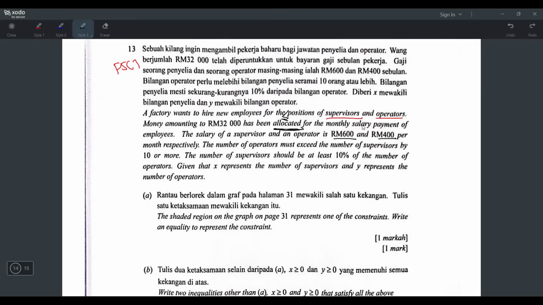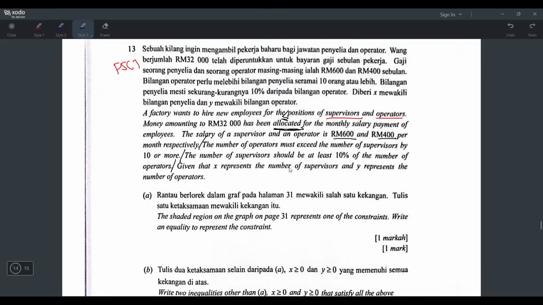What I care about is separating X and Y first. So for now, I will just underline it. Later, I will come back to it, but not now. Now I'll just keep reading. Per month, respectively, the number of operators must exceed the number of supervisors by 10 or more. I know this is important because we can write the inequality from this line, but I need to know who's X and Y first. The number of supervisors should be at least 10% of the number of operators. That one, standby first.